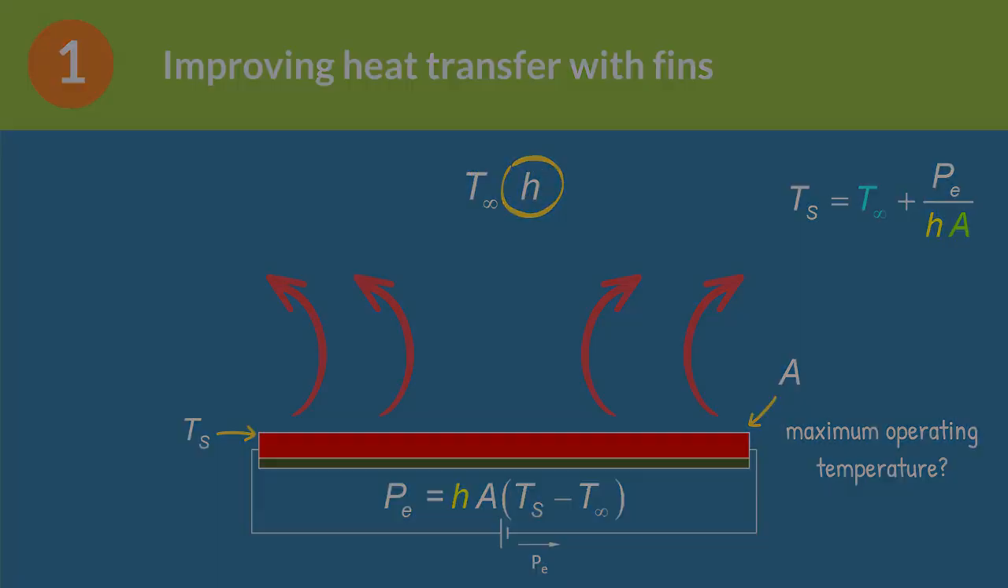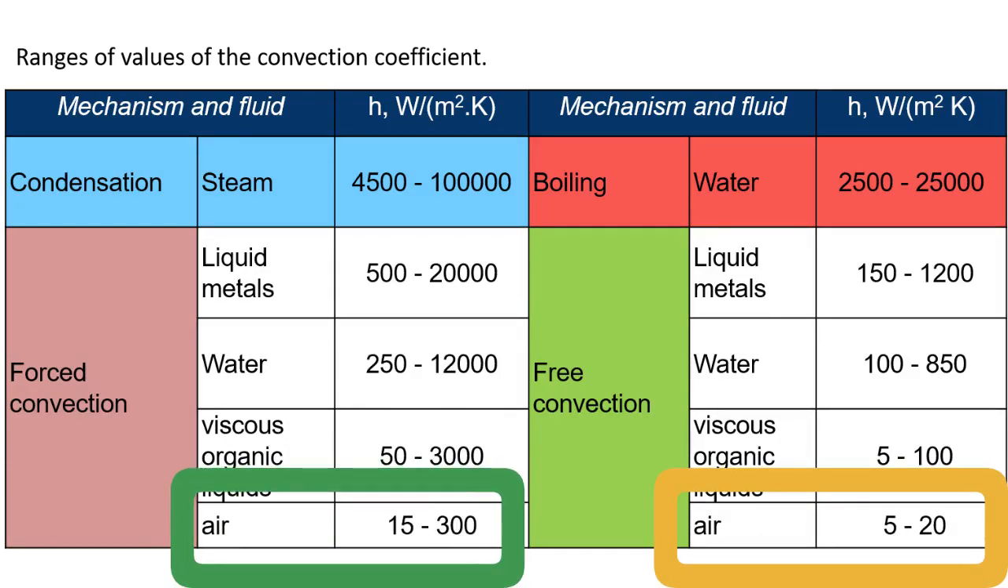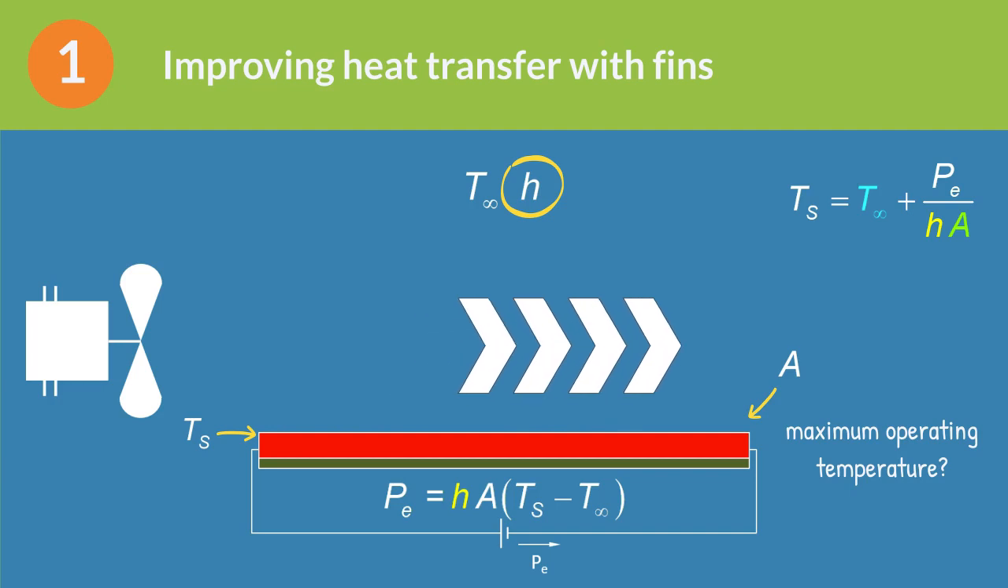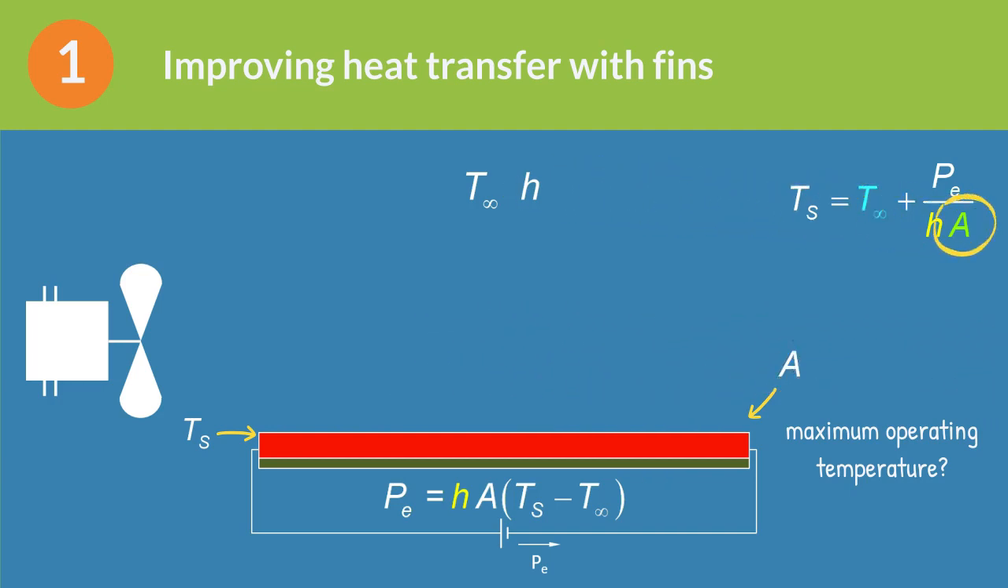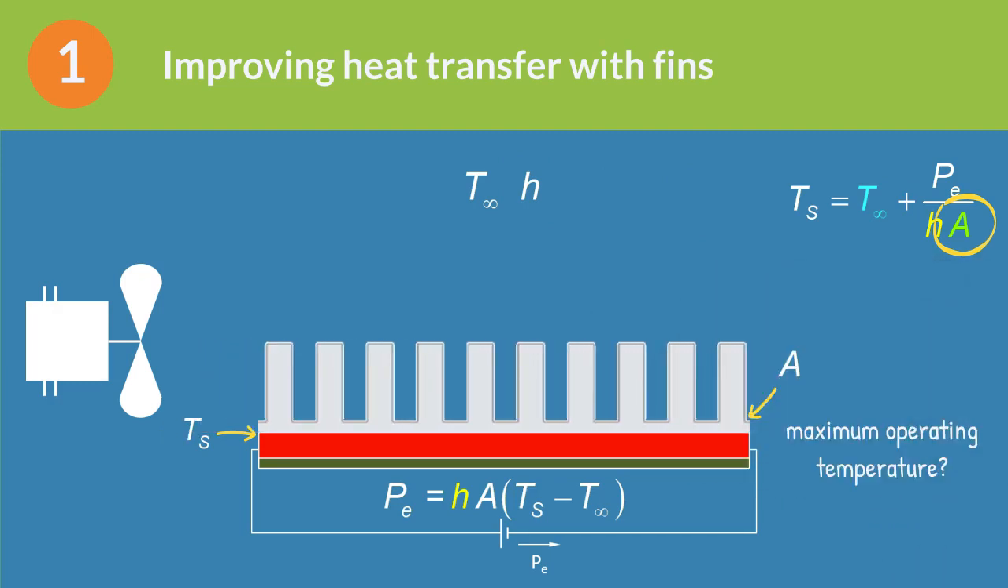Let's focus on the convection coefficient. We can see that with forced convection, we can increase the convection coefficient. This can be done by placing a fan that moves the air around the chip. However, the increase of the convection coefficient is limited to a certain value that depends on the velocity of the fluid. Last but not least, we can increase the area. The function of the fins is to increase the contact surface with the fluid.